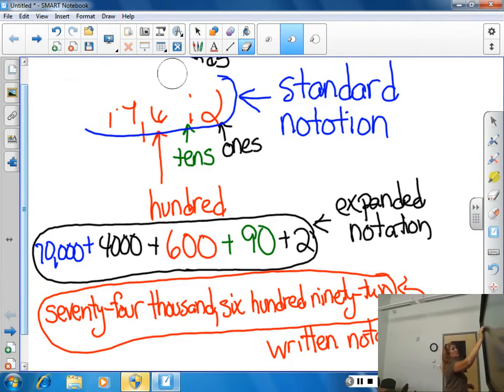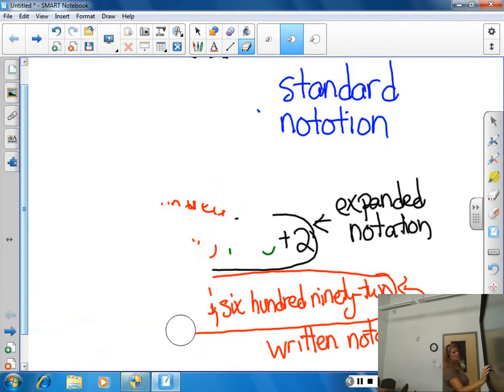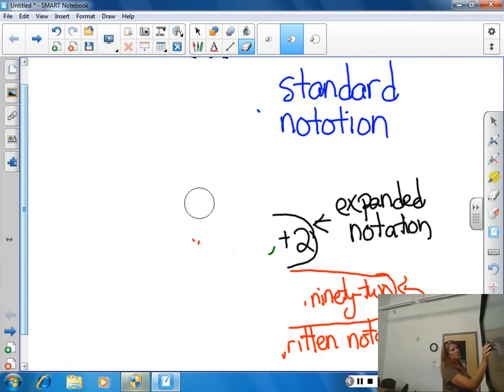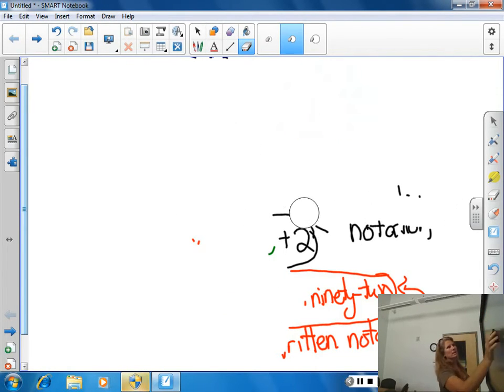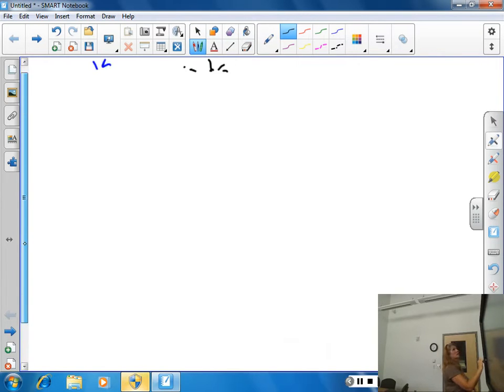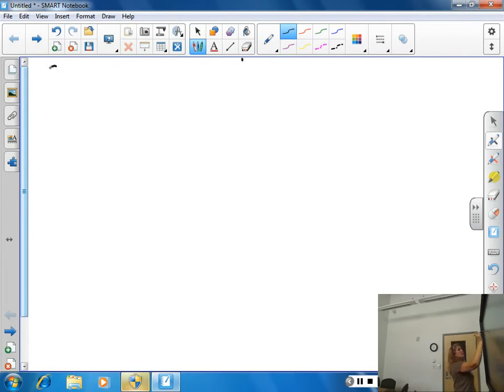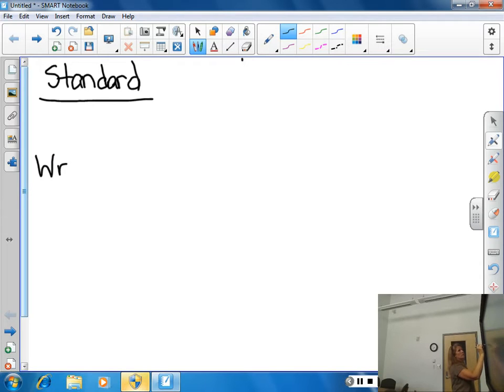So let me give you a problem. I'm going to ask you to write this number in written notation first, and then expanded notation. And I'm going to give it to you in standard notation. Okay, so I'm giving it to you in standard. And I'm asking you to change it into written, and expand it.